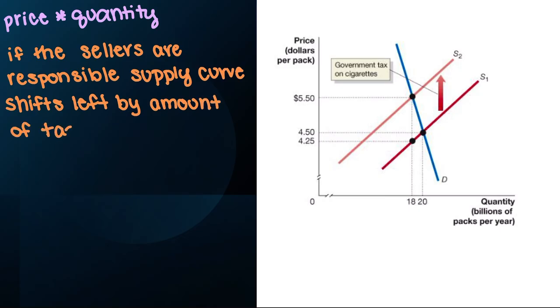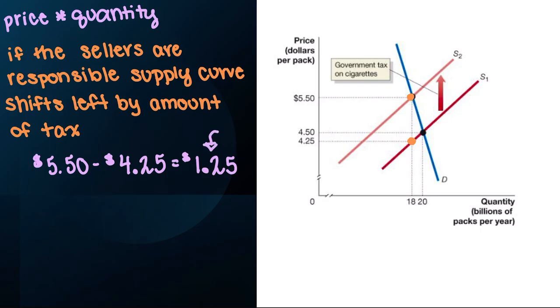So if we look at this example, we can see that from S1 to S2, we shifted up from $4.25 to $5.50. So $5.50 minus $4.25 tells us that our tax amount is $1.25, because that's how much the curve shifted to the left.